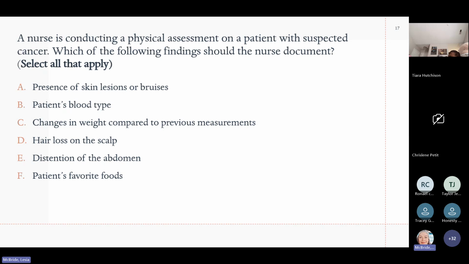D, hair loss on the scalp. Yeah, that could possibly be a symptom of some type of cancer, especially like thyroid cancer and a few things like that. Distension of the abdomen. Yeah, that possibly could be, especially if there's a tumor or something going on with the stomach. Patient's favorite food? Nah. So it's going to be A, C, D, E.